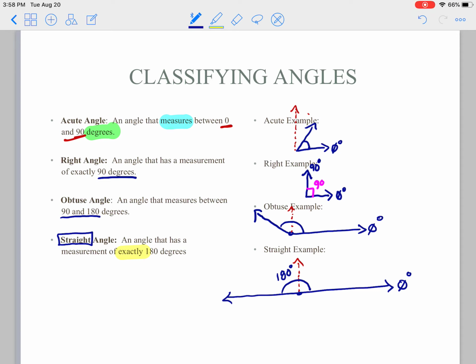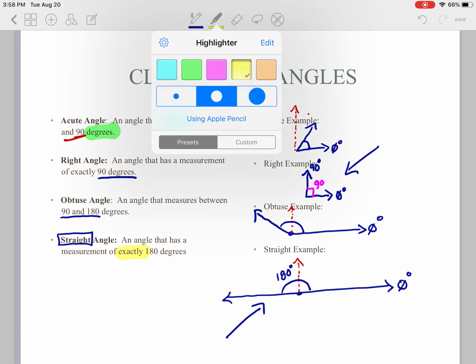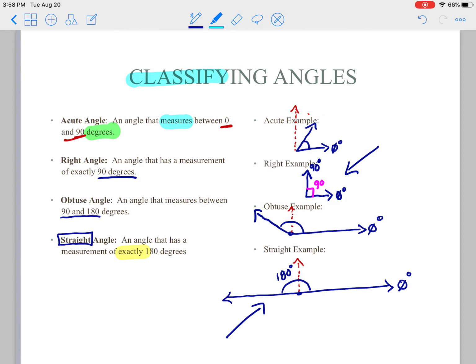Notice that the right angle and the straight angle always have the exact same measure. 90 for the right, 180 for the straight, and then acute angles have a lot of values anywhere between 0 and 90, and the obtuse has anywhere between 90 and 180. So there are the types of angles. Once again, we classify by their measures, and measurements.